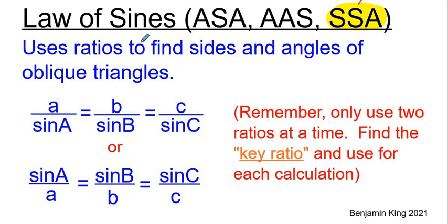So just a recap, the law of sines is a ratio of side to angle compared to another side and another angle, or you could do the reciprocal of that. It's mathematically equivalent. You need to find a key ratio of a side and an angle. That's what the key ratio is referring to. Find one side and one angle and use it to find the rest of the portions of the problem.